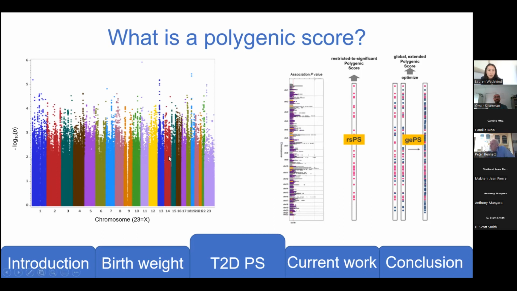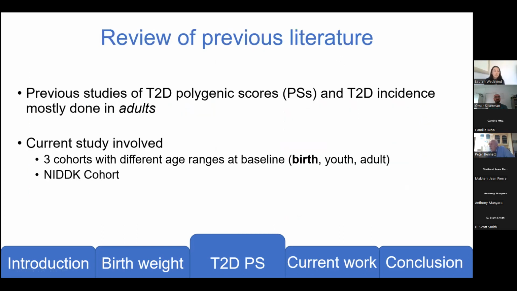All right, going on. So for a review of previous literature, most previous studies on polygenic scores for type 2 diabetes and type 2 incidence have been in adults. The current study, what I'm going to summarize for you, focuses on a subset, basically a birth cohort within this NIDDK cohort. But what's available and what I've done in my overall PhD research is look at findings for 3 different cohorts with different age ranges at baseline, basically at their first exam that's available. So there's a birth cohort, a youth cohort, and an adult cohort.